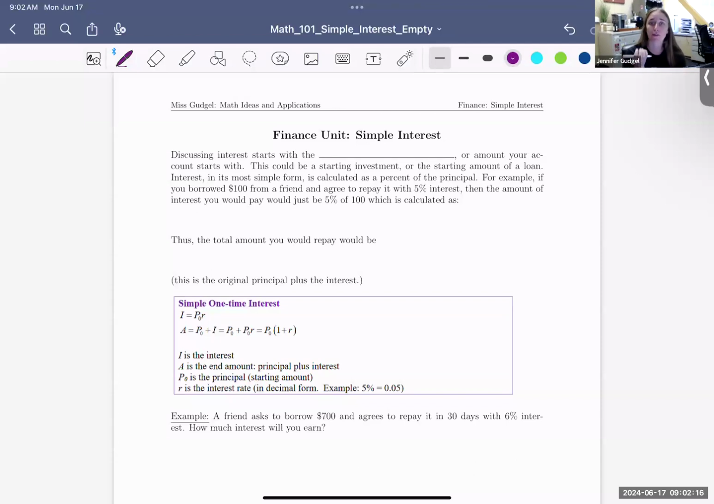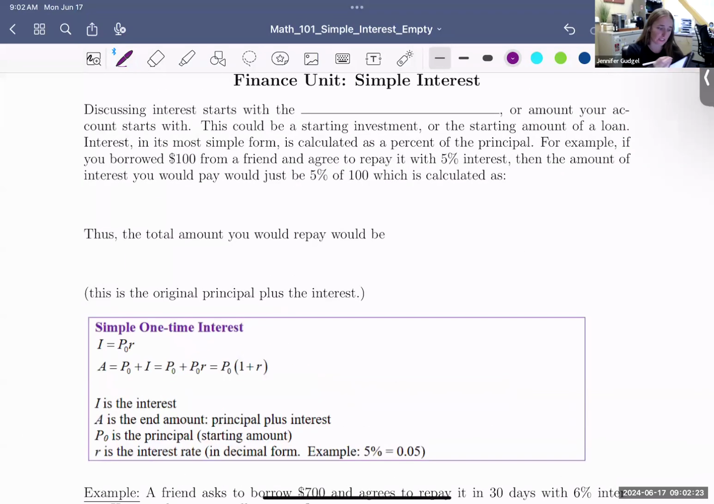And with interest, you have to start with a principal amount, the amount that your account either starts with or the amount of a loan that you initially take out. We call that the principal amount. All right, so here you see a starting investment, starting amount of a loan, and then interest is going to be accruing based on this principal amount, and it can accrue in different ways. Simple interest is the one we're going to talk about first.